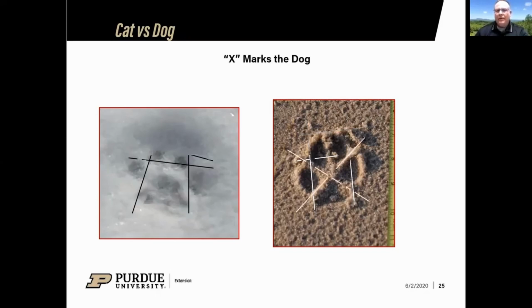And continuing with symmetry, I'll call this slide X marks the dog. And so if you drew a straight line from the heel pad to the rear toe, and vice versa from left side to right side, it makes an X. And in the cat, you just can't make that. You can make an X, but it doesn't make this clear X. You can't see it show up. And once you see this a few times, it will start standing out in the track. So you can really see this X in this track, and it doesn't have to be a perfect track to make that.